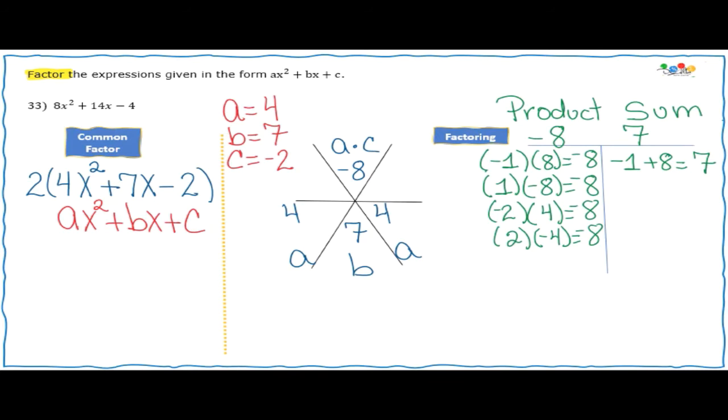What do we say? Bingo! You're right. That's exactly what I was looking for. I wanted a negative 8, which is right here, but I also wanted a positive 7, which is right there. So that tells me those are my two factors that I can use.